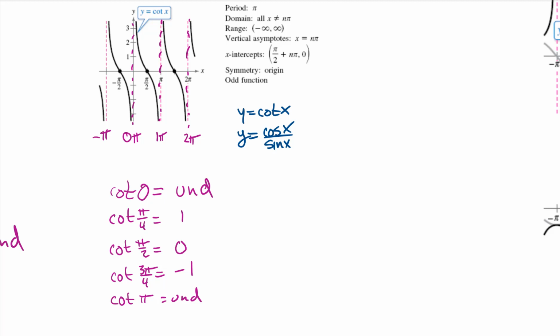It repeats quickly. This is also a decreasing function. You see, it's like going down the slide. It's a decreasing function, always. A little different than the others, but cotangent doesn't pop up too much. Just know the basic shape.